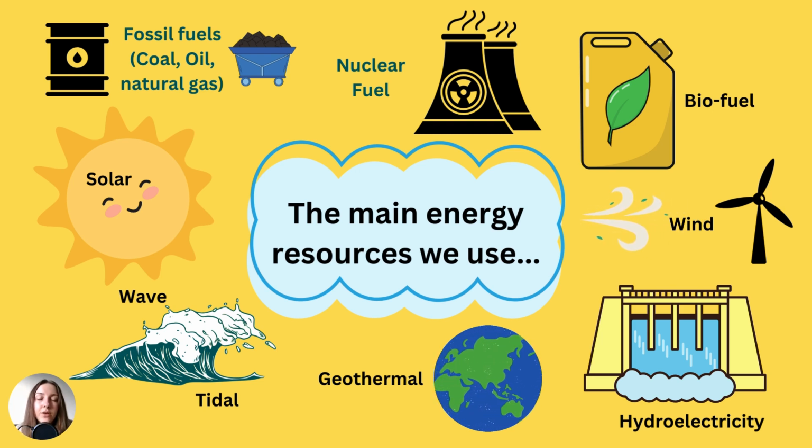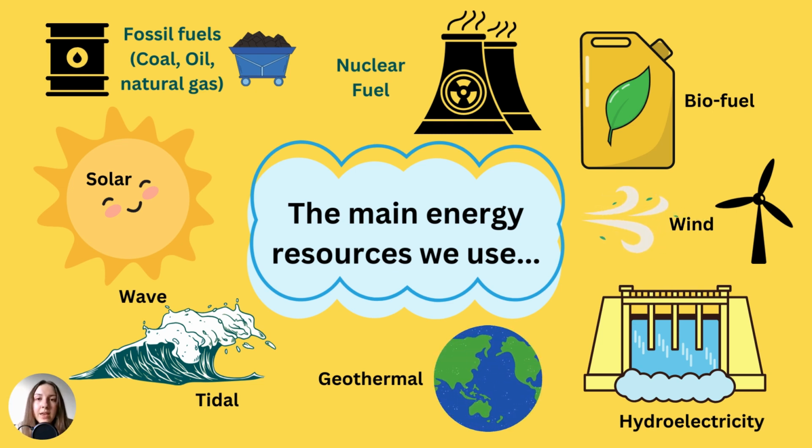Another type of finite resource is a nuclear fuel. So I won't go into a huge amount of detail, but if you are doing triple science, you will need to know about the nuclear radiation and how nuclear reactors work. Nuclear fuels such as uranium-235 is a radioactive isotope. Essentially, a fission reaction will occur. Neutrons are fired at this isotope and the nuclei will split. That releases a huge amount of energy and can be utilized for electricity.